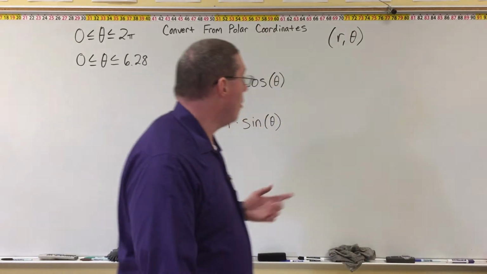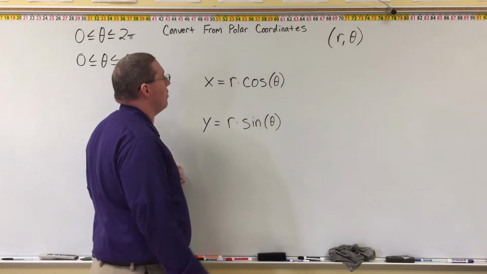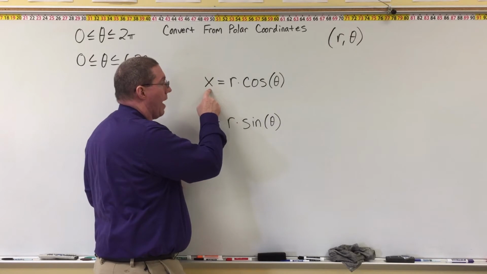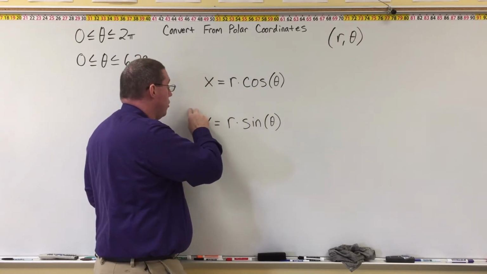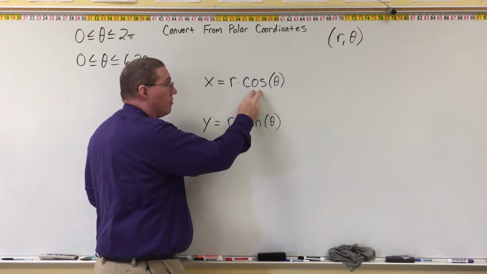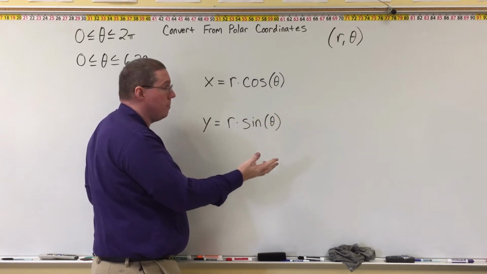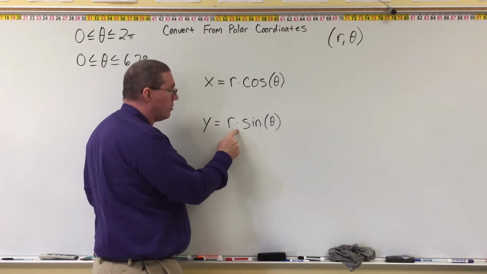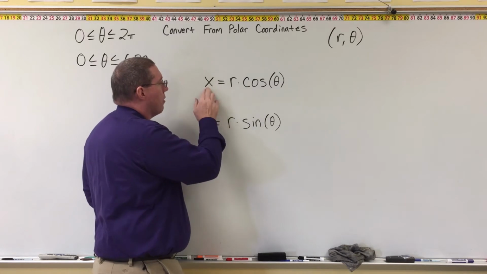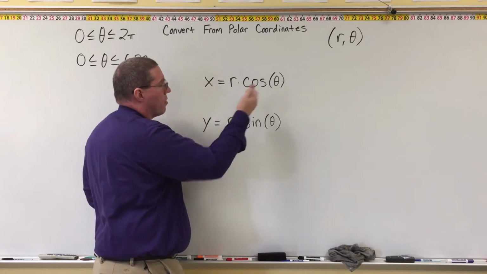I do want to point out, why is it that the cosine goes along with x? Well, remember that cosine on the unit circle always represented the x coordinate, right? And didn't sine always represent the y coordinate? And that's why the y coordinate formula is r times sine of theta, and the x coordinate is equal to r times cosine of theta.